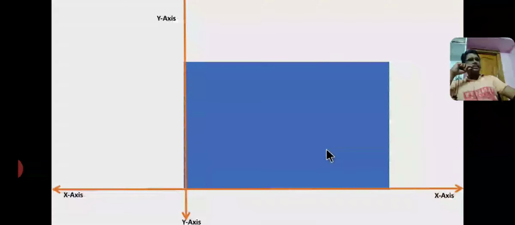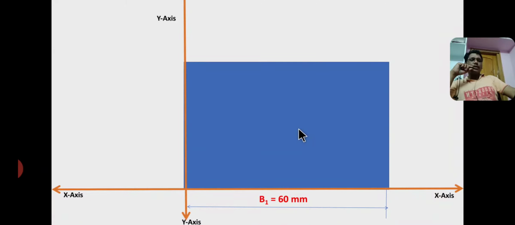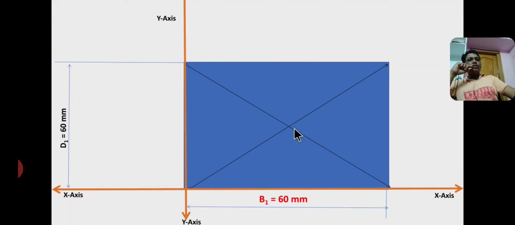First of all, the given problem is split up into three components. The first one is a square having dimension 60 by 60. Already in the previous slide we have discussed this. So the area of the square equals 60 by 60 equals 3600. Now I am drawing the diagonal lines to locate the individual centroids. These are the diagonals, and this point is the intersecting point of the diagonals. So the centroid of the square lies here.